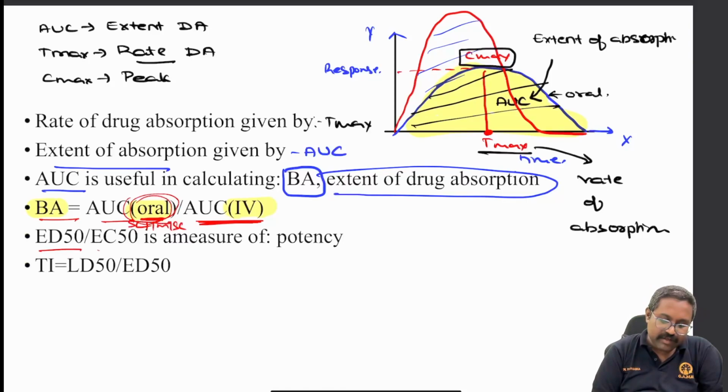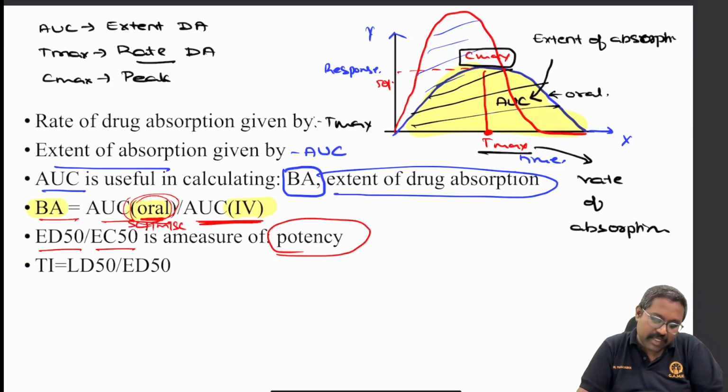So ED50 or EC50. What does ED50 or EC50 tell you about? If you take 50% of the response, it is the 50% of the population in which the drug will have a beneficial effect. So ED50, effective concentration or effective dose, is a measure of potency. Please remember, effective dose is a measure of potency.